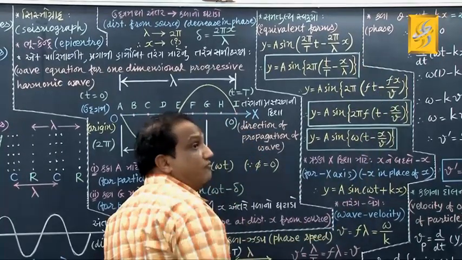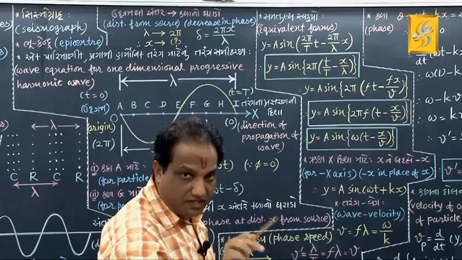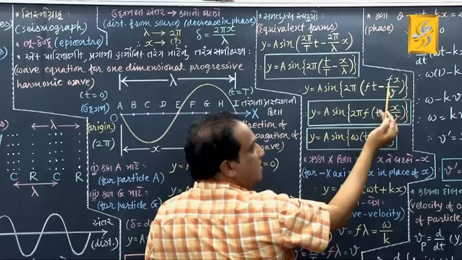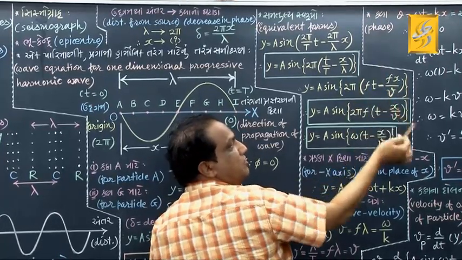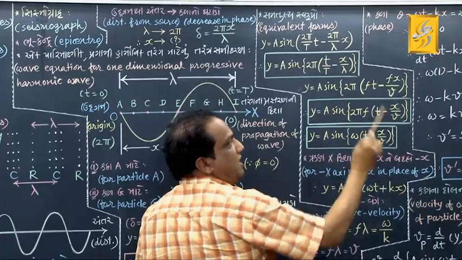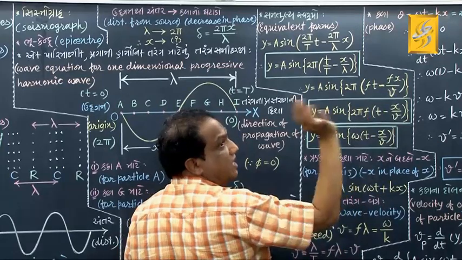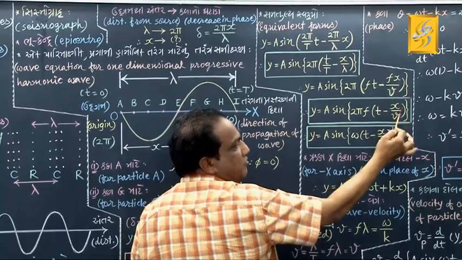Don't you know the formula of wave velocity? V equals f lambda. Then what is lambda? It is v by f. Lambda is v upon f. Denominator will become numerator. And now this f and this f you can take common. So it is 2 pi into f into bracket small t minus x upon v.